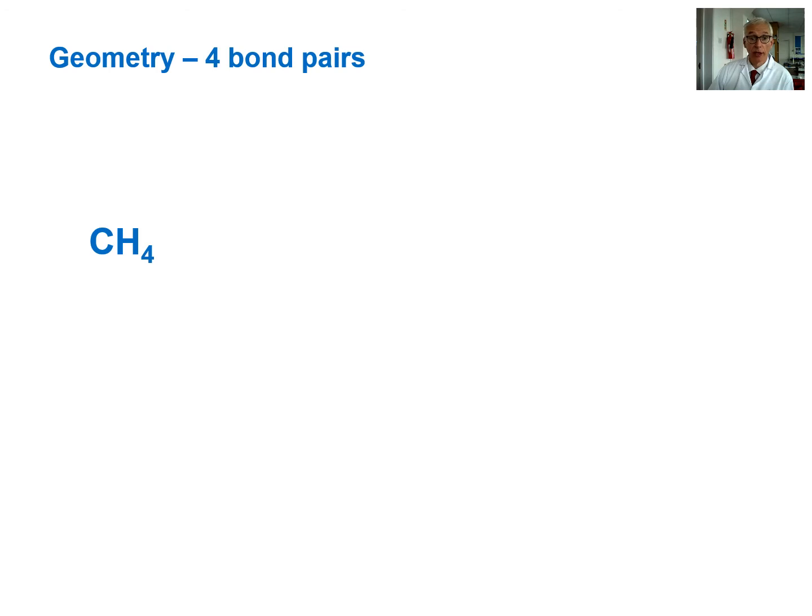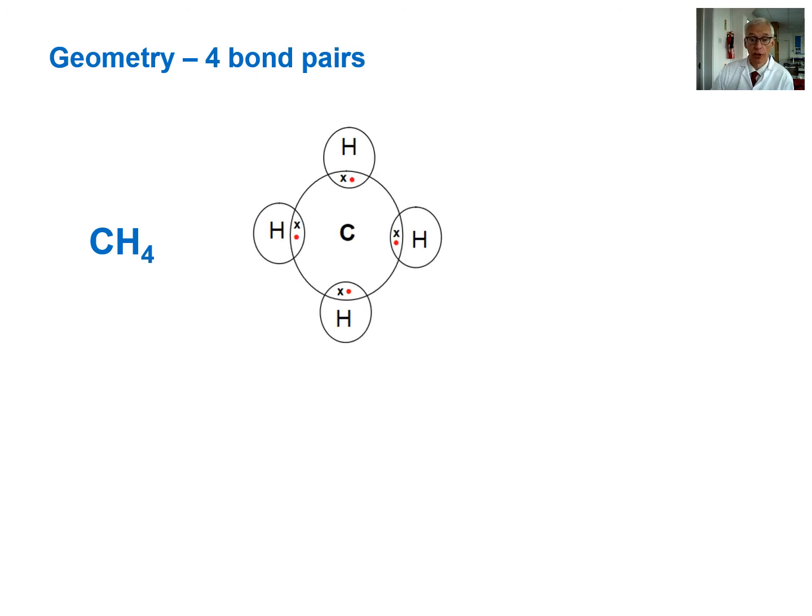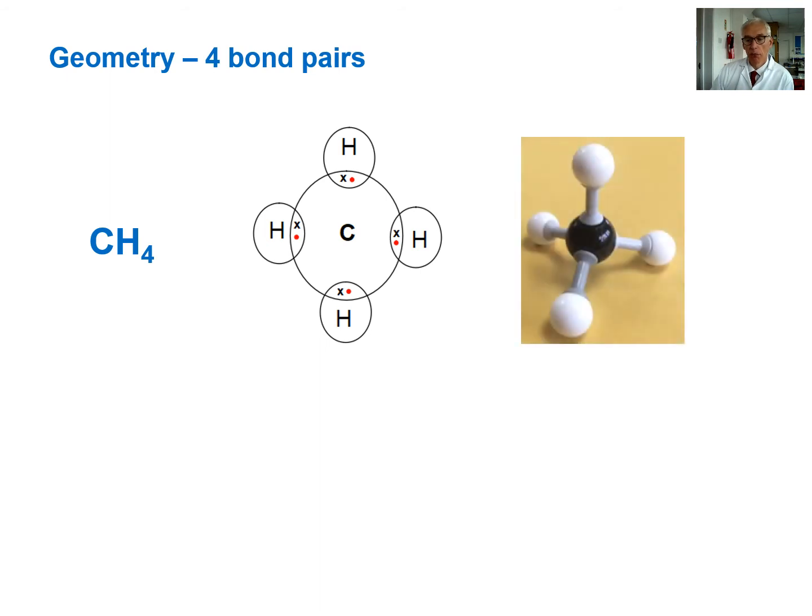Okay, so let's look at the geometry of 4 bond pairs. So we're going to take an example, methane. I'm going to model this for you. I'm going to start with the dot cross diagram. So 4 bond pairs. But I'm going to move straight to the molymod here, so that you can see that this is a 3-dimensional structure. So if we look at the 4 points of that shape, we'll see that it's 4-sided, so that is a tetrahedral, and geometry tells us the bond angle in a tetrahedral is 109.5. So you have to be able to reproduce that name and that bond angle.